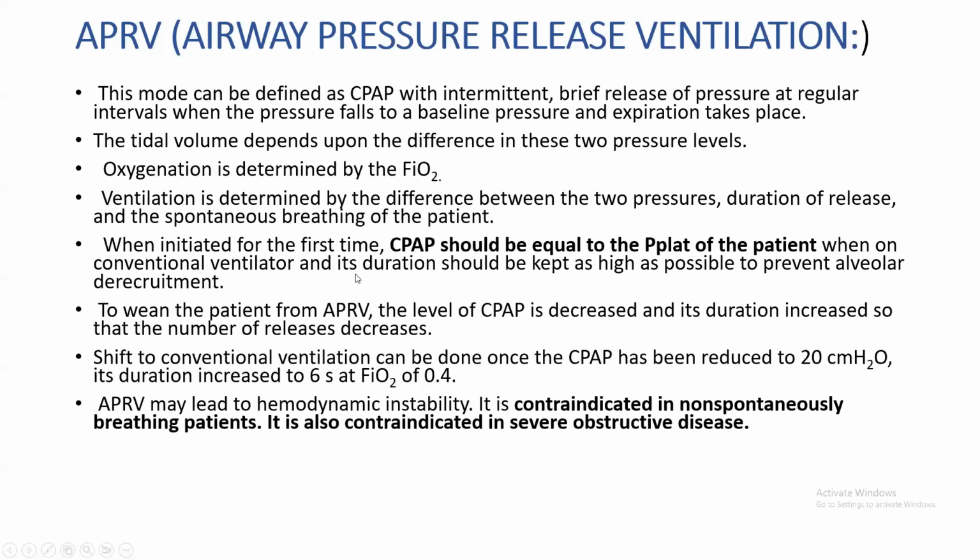To wean the patient from the APRV, the level of CPAP is decreased and its duration increased so that the number of air releases decreases. Shift to conventional ventilation can be done once the plateau pressure has been reduced to less than 20 centimeters of water, its duration increased to 6 seconds, and the FiO2 less than 0.4.